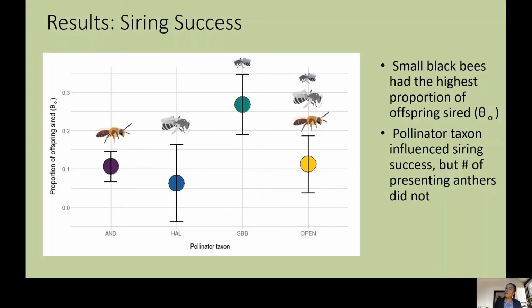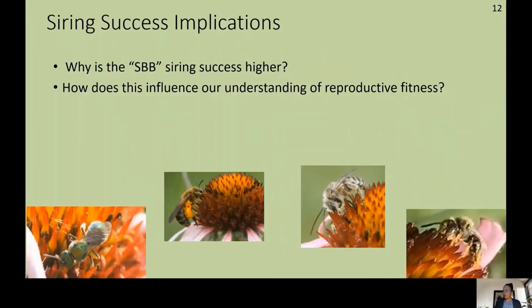So as I mentioned, we also ran this model using number of anthers as a predicting factor, but the coefficient that we got as an output for this was only about 0.001, so it wasn't a significant predicting factor. But what's perhaps more intriguing is that the SBB group was the highest in siring success rate. So we might have thought that our specialist pollinator, Andrena, would have the highest siring success rate because it had the greatest impact on female fitness per the Page et al. study that I mentioned earlier.